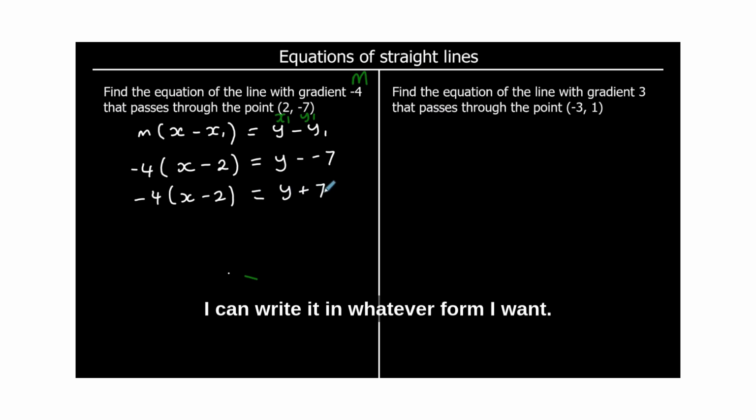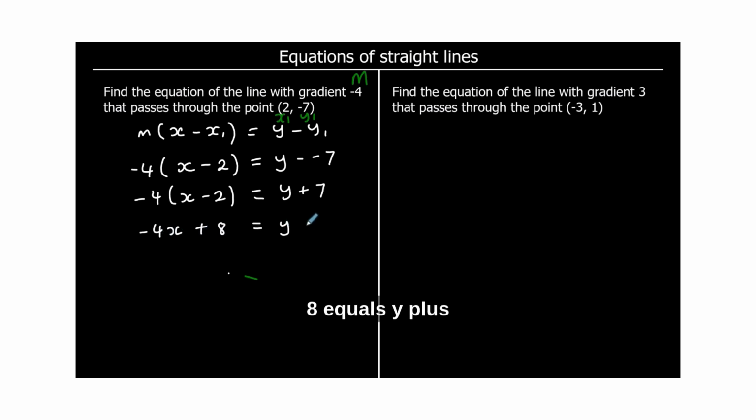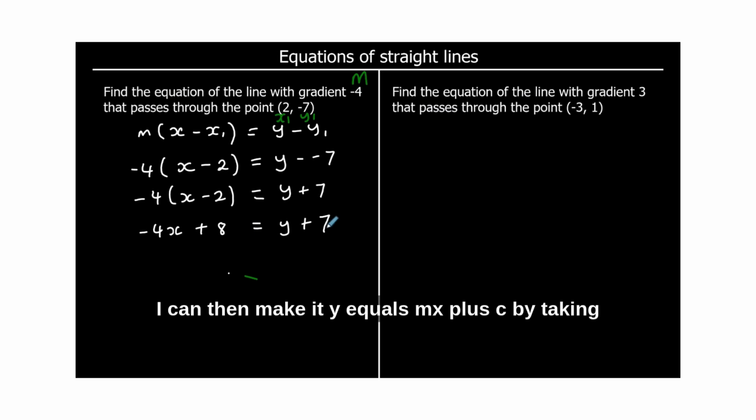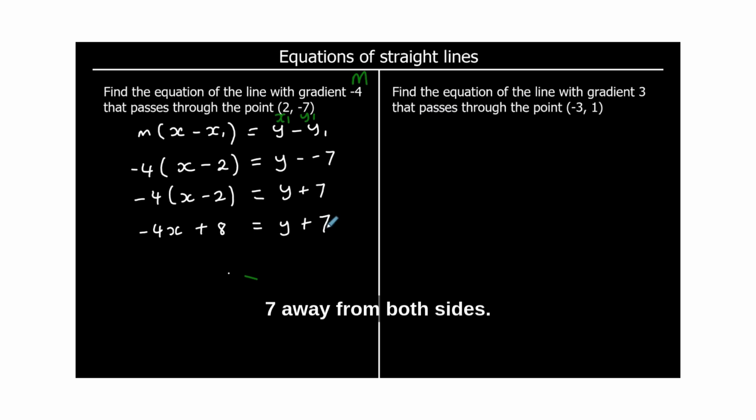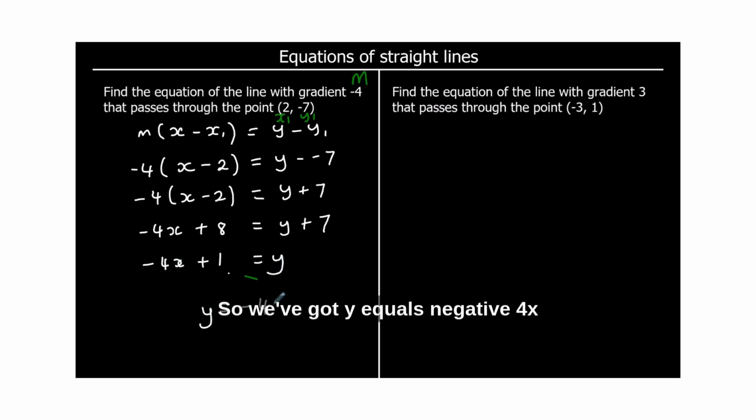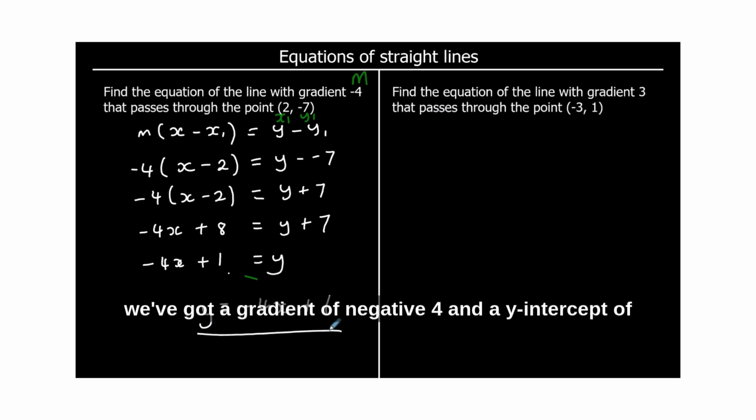I can write it in whatever form I want. So if I expand the bracket, multiply by negative 4, so negative 4x plus 8 equals y plus 7. I can then make it y equals mx plus c by taking 7 away from both sides. Or I can take everything to one side and make it ax plus by plus c equals 0. Let's take away the 7. So we've got y equals negative 4x plus 1. So we've got a gradient of negative 4 and a y-intercept of 1.